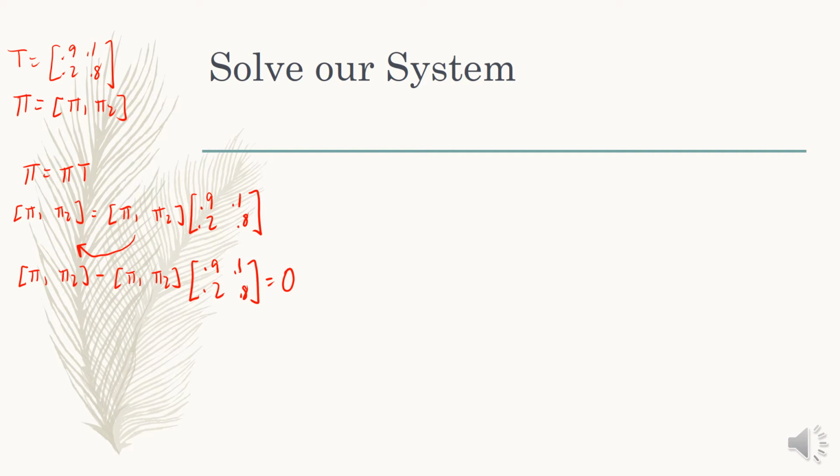Next, both of these terms have that pi 1, pi 2 matrix in them, so I'm going to factor it out. So I get pi 1, pi 2, and then if I factor it out of this first one, it's kind of like factoring out and just having 1 left over, but we don't have 1, we have an identity. So I'll write my identity matrix, and then minus my transition matrix.